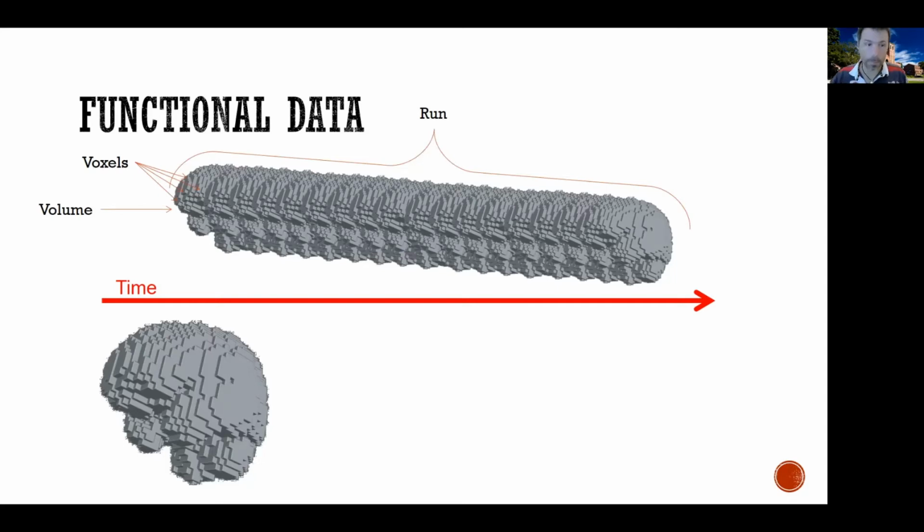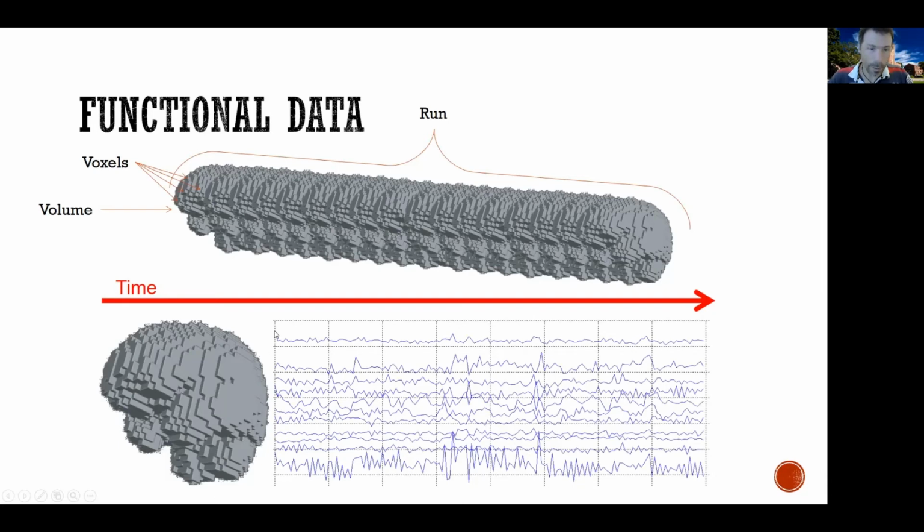is to imagine that what we're doing is collecting a volume of data every 2 seconds. And so you could imagine that essentially each of these voxels has attached to it a time series. So this up here is the value of this particular voxel at the first volume. And then this is the value of that same voxel at the second volume. And then this is the value of that same voxel at the third volume, and so on and so forth.